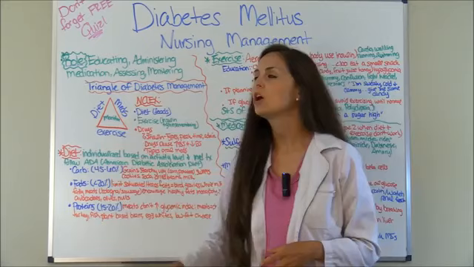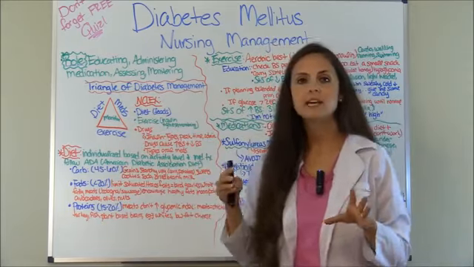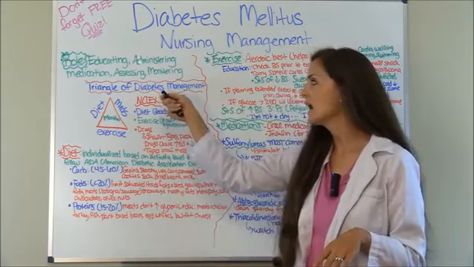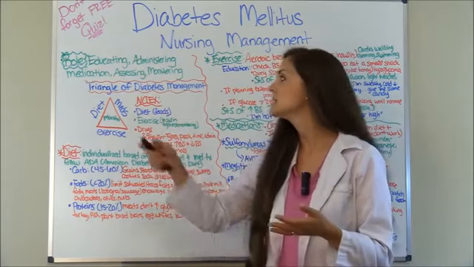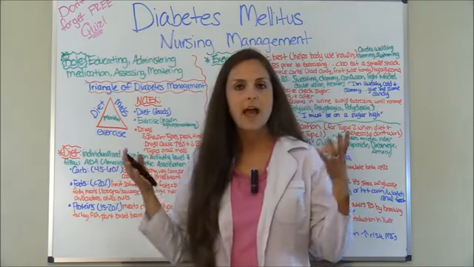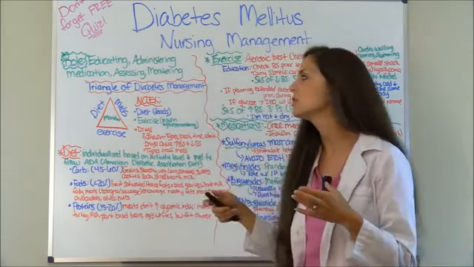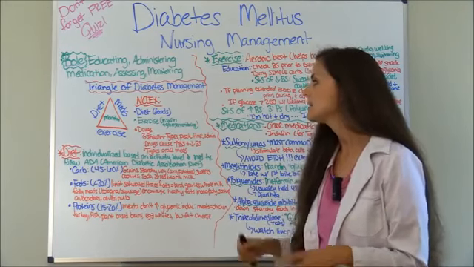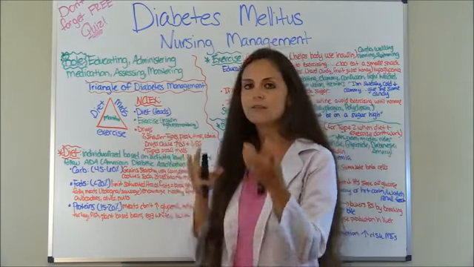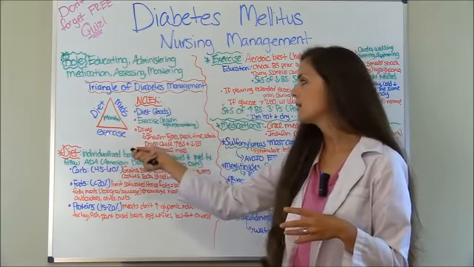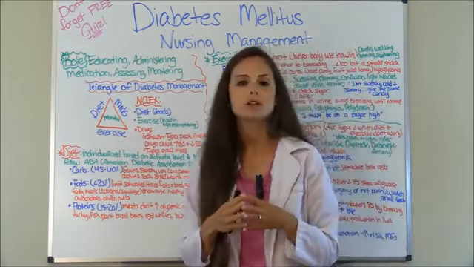First, let's begin by talking about the nurse's role when you're taking care of the diabetic patient. Your role as a nurse is to educate, to administer medications, to assess and monitor them. And the best way to help you learn this and help your patient learn this is to follow the triangle of diabetes management. It's a continuous triangle because everything works together. You have diet on one side, meds on the other, exercise, and in the middle you have monitor.